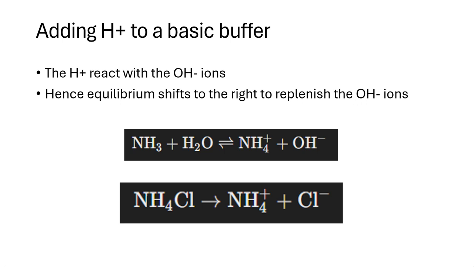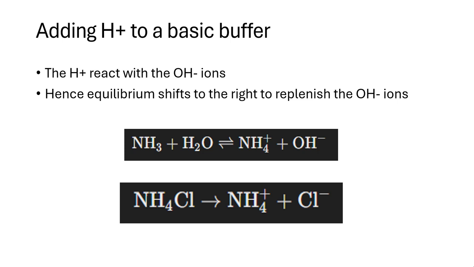Adding H plus to a basic buffer. So if I've got a basic buffer and I'm adding an acid to it, it has to counteract that to keep the pH above 7, keep it basic conditions. Same thing again. H plus is going to react with OH minus, and because of that we don't have as much OH minus anymore. So by Le Chatelier's principle, the equilibrium is going to shift to the right to produce more OH minus, to replenish that OH minus and increase the pH again.